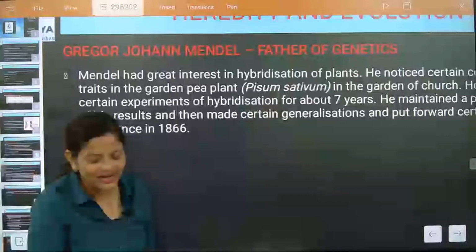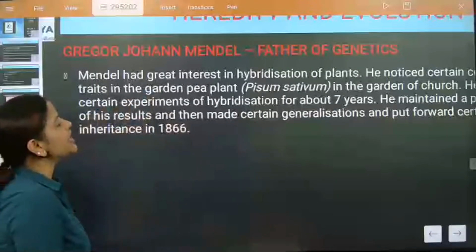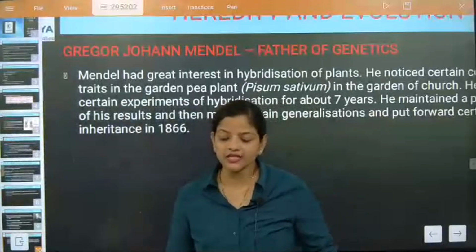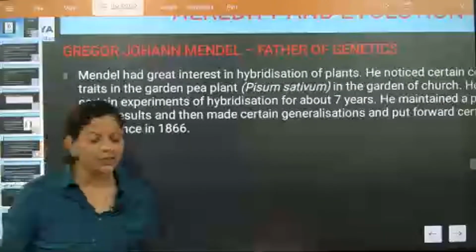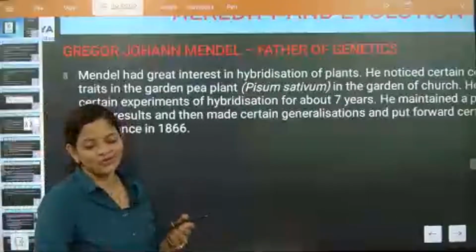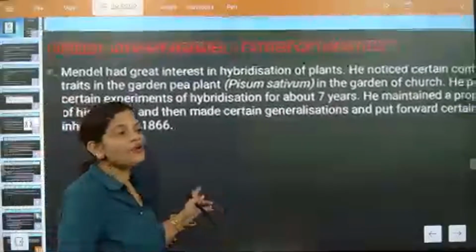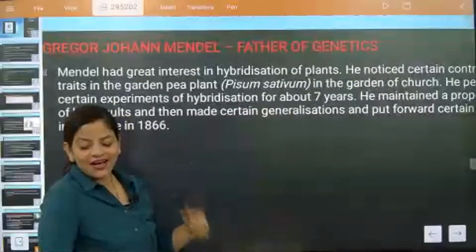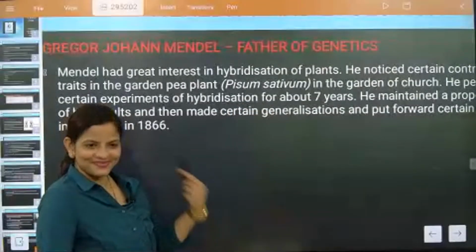So Gregor John Mendel had a great interest in hybridization of plants. He noticed that certain traits in the garden pea plant. What is the scientific name of the garden pea plant? Pisum sativum. So Pisum sativum. You know, like in Tamil, what we call it.